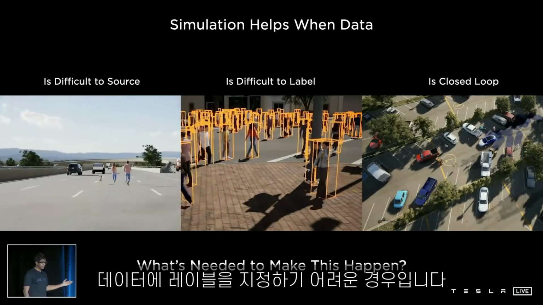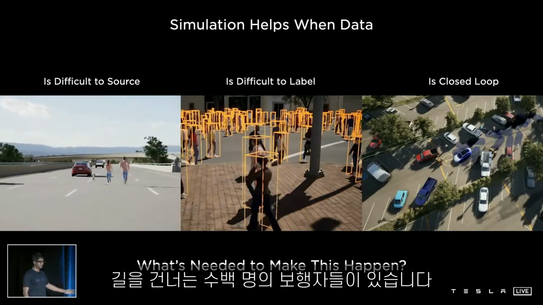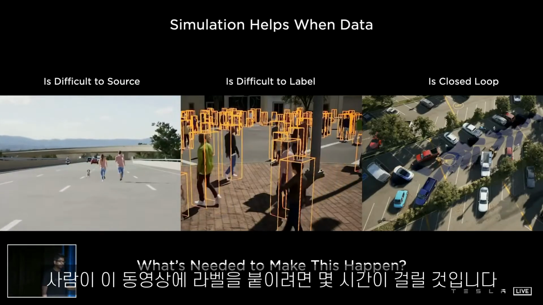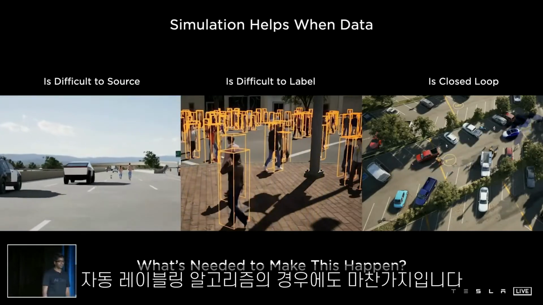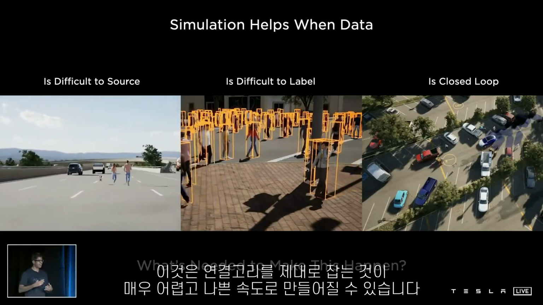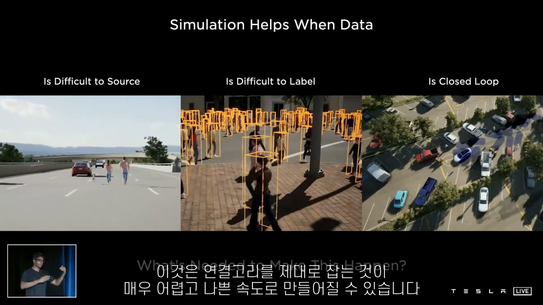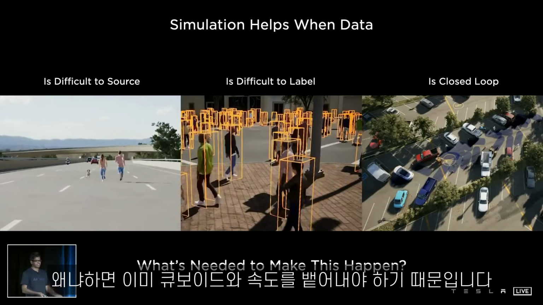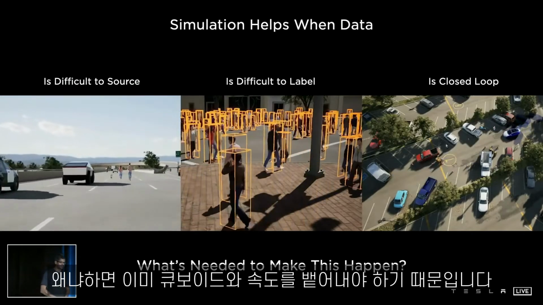Number two, when data is difficult to label. There are hundreds of pedestrians crossing the road. This could be a Manhattan, downtown, people crossing the road. It's going to take several hours for humans to label this clip. And even for automatic labeling algorithms, this is really hard to get the association right, and it can produce bad velocities. But in simulation, this is trivial because you already have the objects. You just have to spit out the cuboids and the velocities.